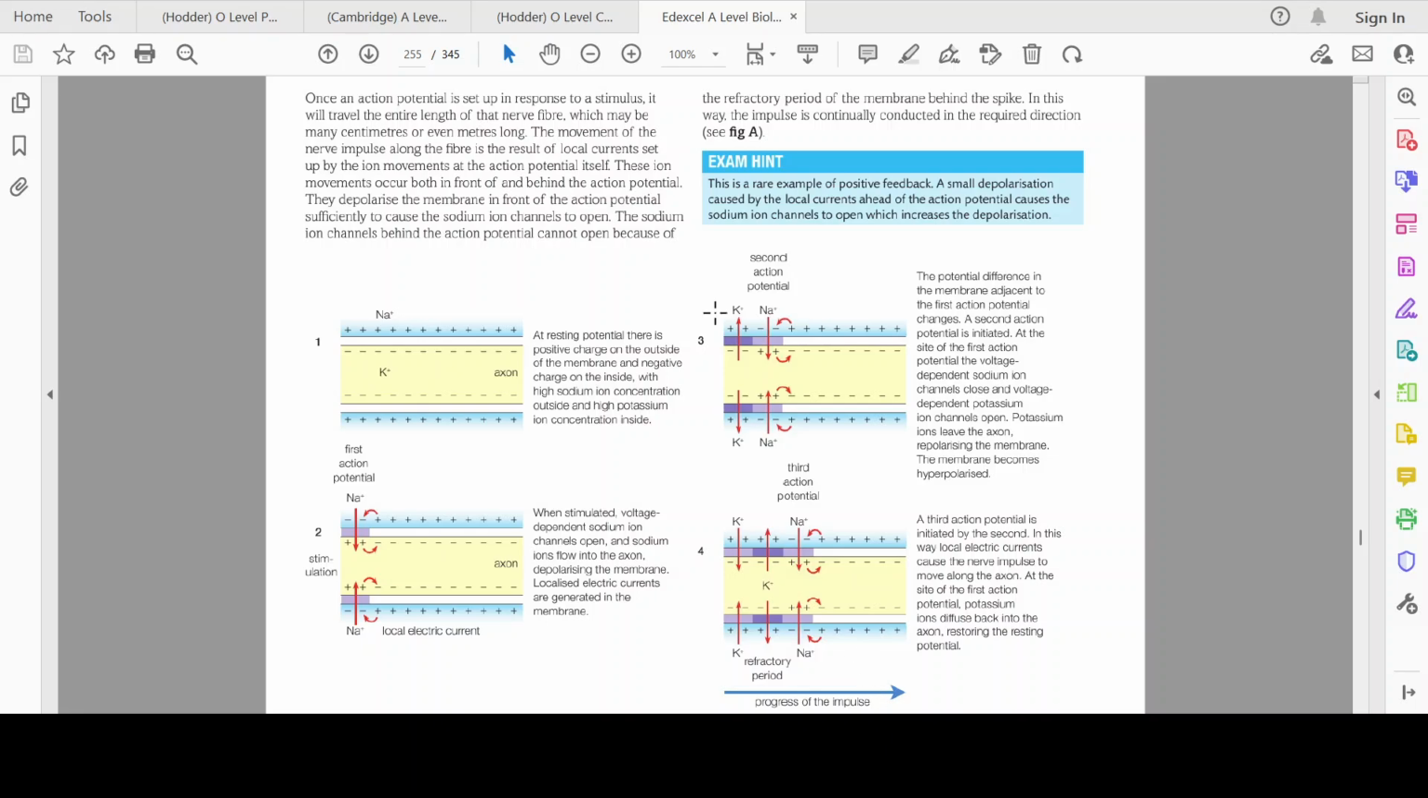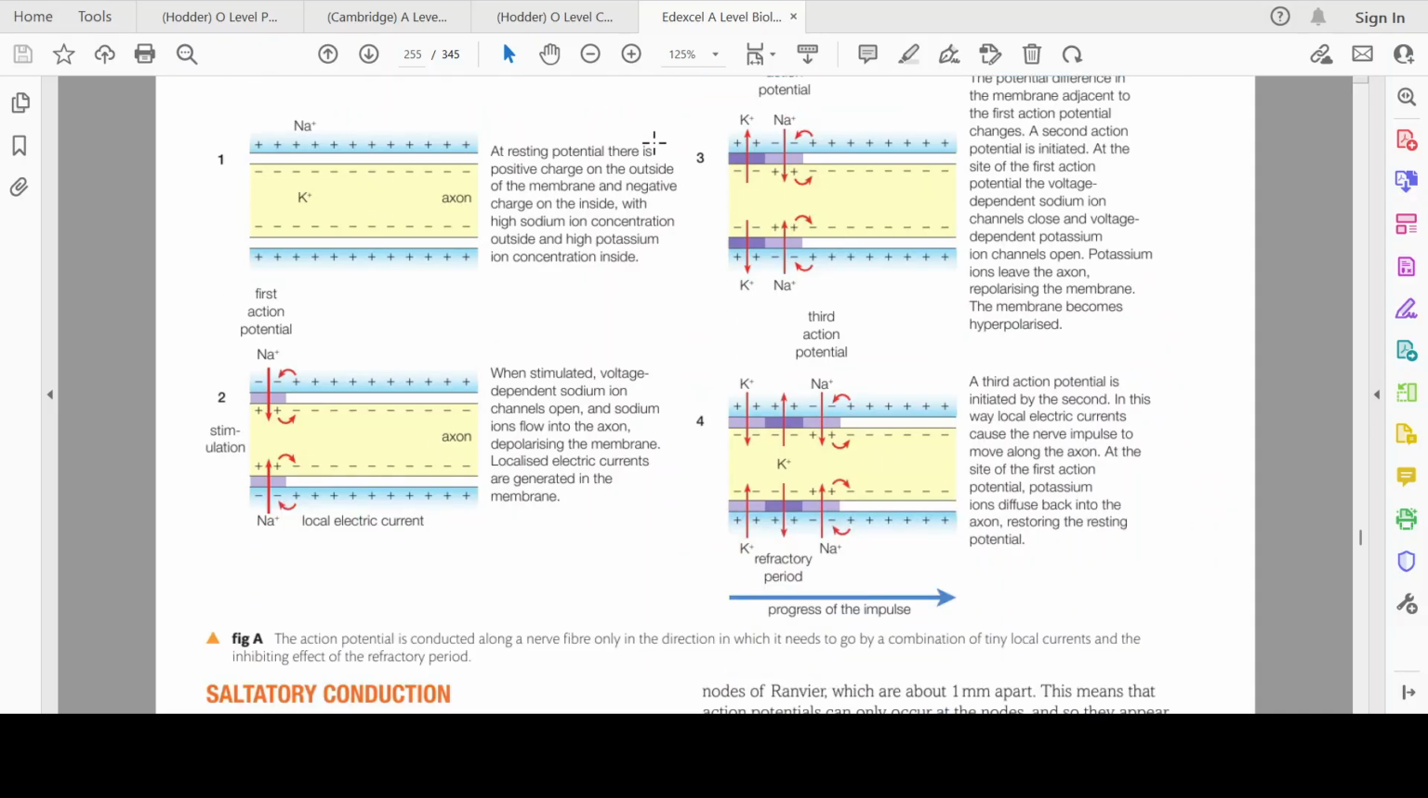So as you can see over here, the illustrations from the book, and they explain it very well. So this is step one, not the step one that I've drawn on the whiteboard. So this is step one, and this is the fiber at resting potential, right? So nothing's happening. And so at the resting potential, there is a positive charge on the outside and negative charge on the inside. We know that, right? With high sodium ion concentrations outside and high potassium ions inside. Okay. Then an action potential is generated.